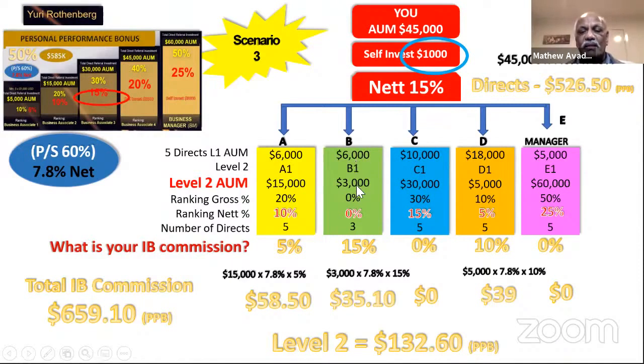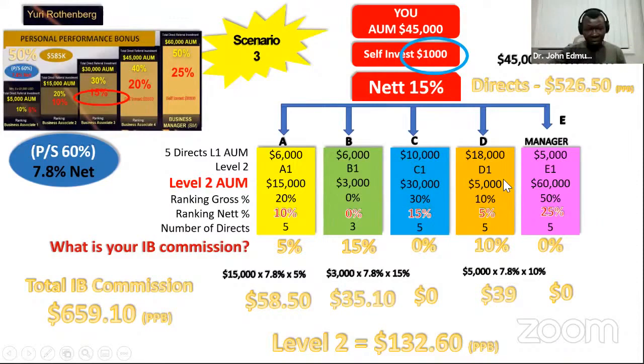In case B, they're still not a QIB. He's only got somebody under him for $3,000, and because he doesn't qualify as a QIB, for all of his $3,000 you get the 15%, which is $35.10. And in this case, client C has $30,000 under them, and they are QIB, but they have also 10,000, so automatically they qualify for their 15%. So you get nothing. At the end of the day it is 0.